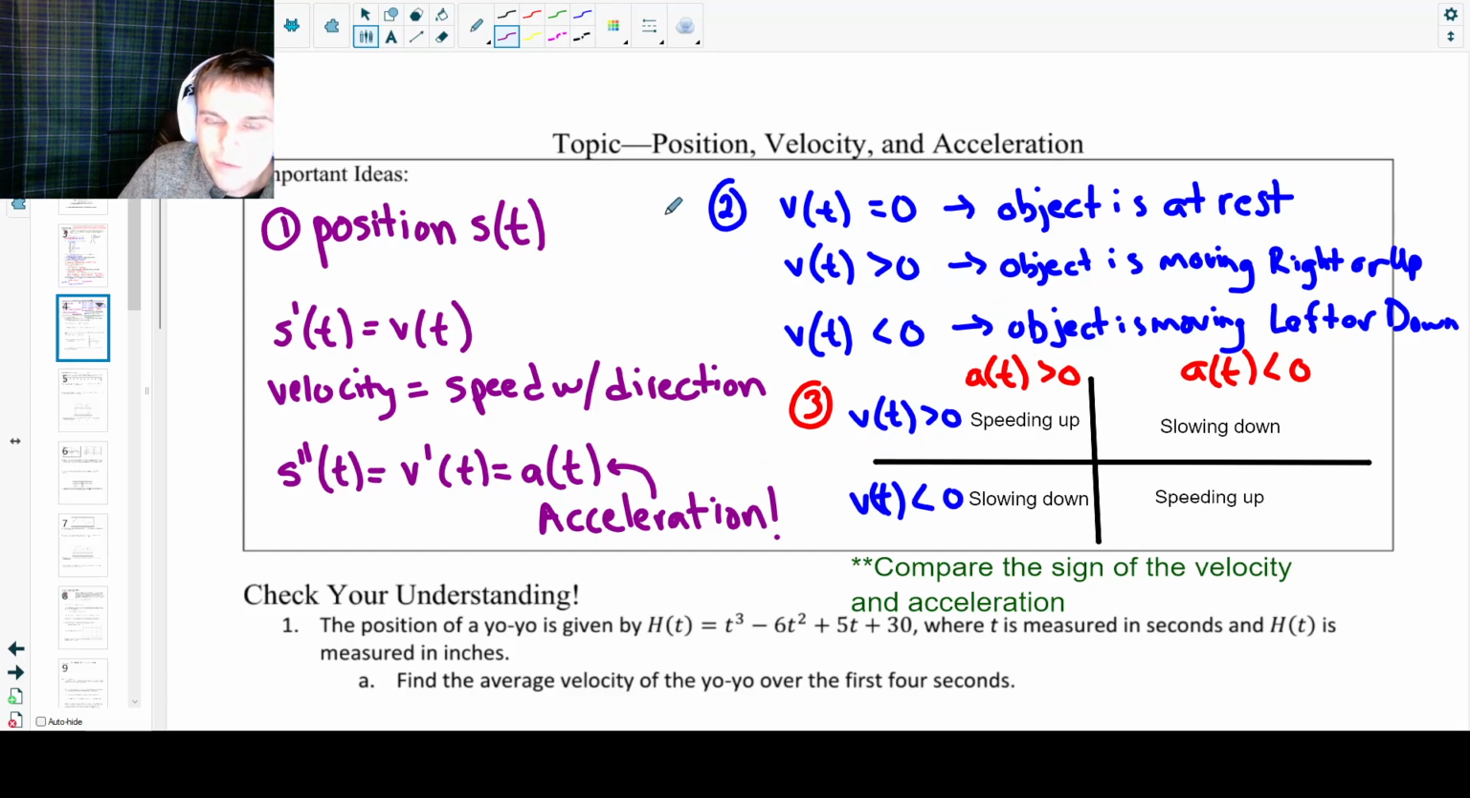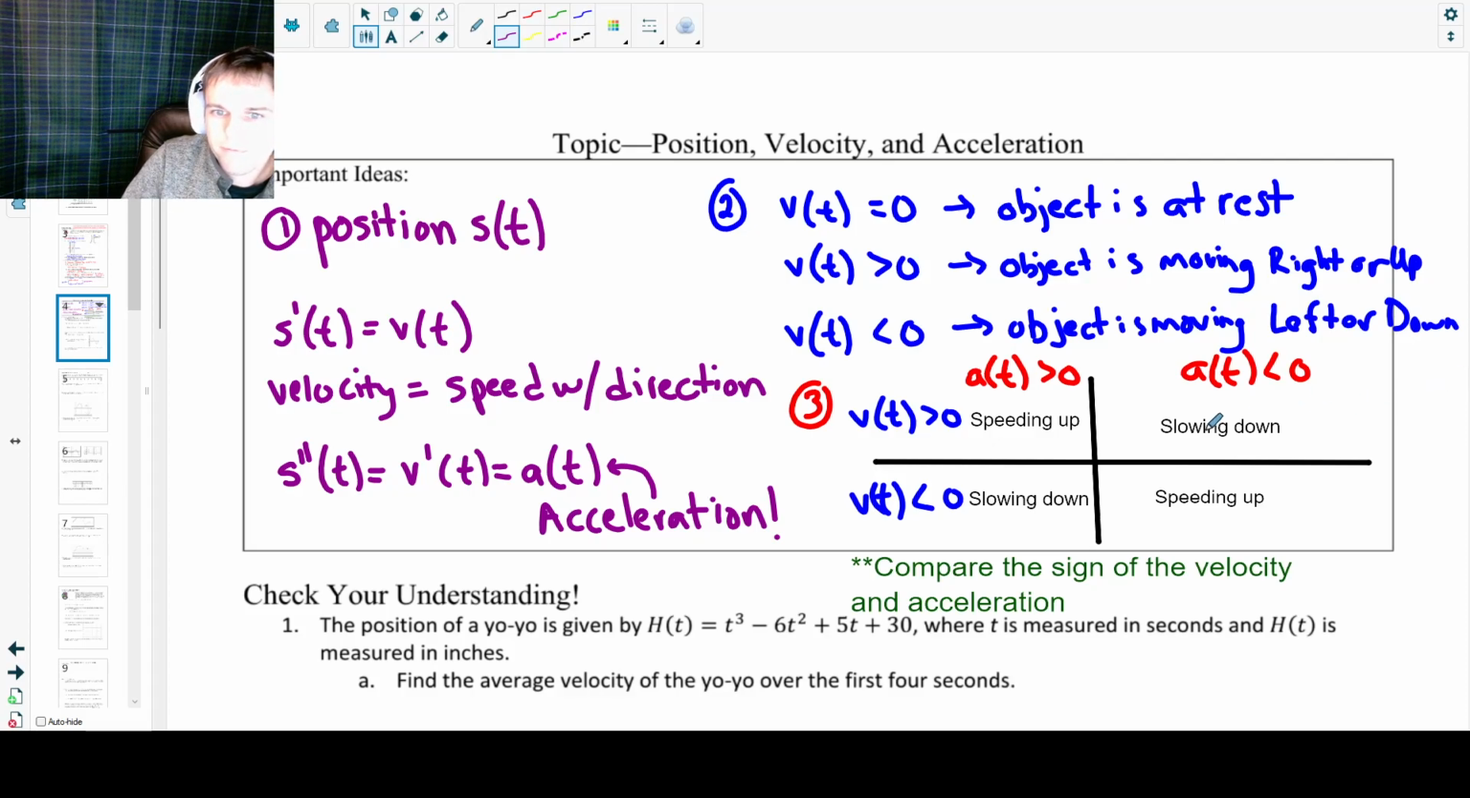All right. Second thing we have here are a couple important things to remember about velocity. When your velocity is equal to 0, that means the object's at rest. It's not moving, right? There's no change in its position. When the velocity function is greater than 0 is a way for us to say positive. So when the velocity is positive, the object is moving right or up. It's getting bigger in the positive direction. And when the velocity is less than 0, it's another way for us to say negative. So when the velocity is negative, the object is moving left or down, or moving in whatever direction we indicate as being negative.